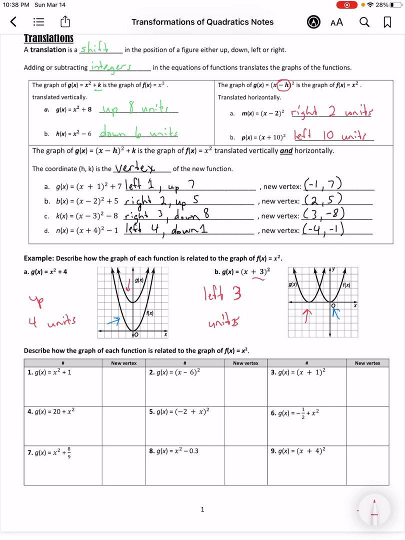All right, I want you to go down to the bottom, and I want you to practice those 9, and then you can submit those to your teacher to make sure that you have those correct. All right, let's move on to the next set.